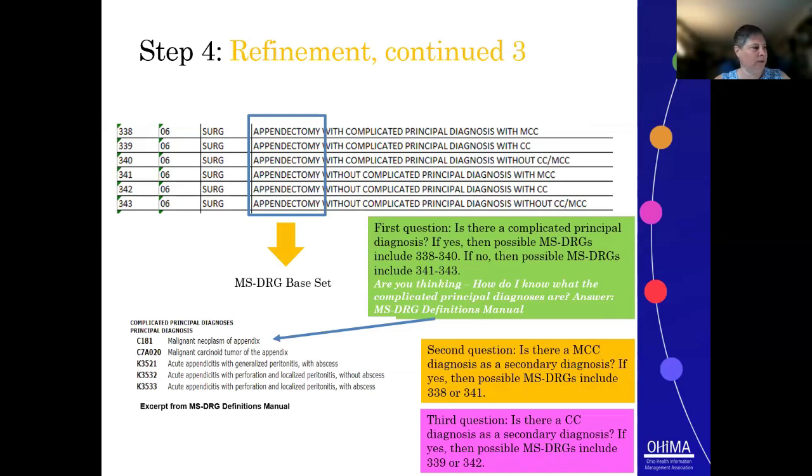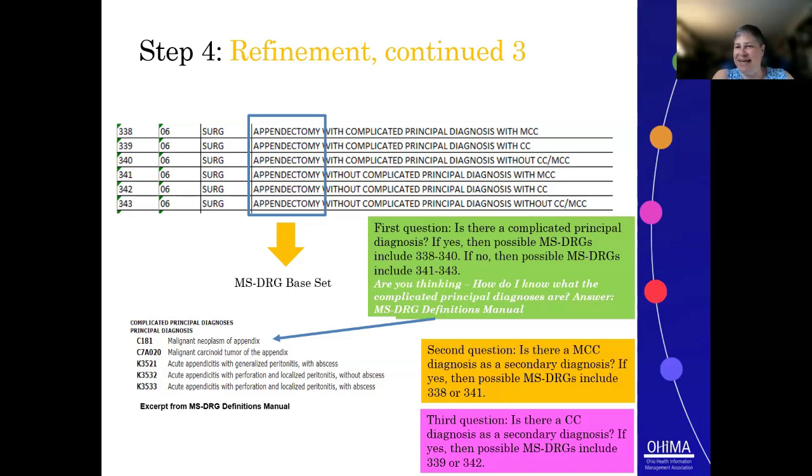Okay, let's do another one. Here we have the base set for appendectomies. And again, we have 6 MS-DRGs that would be possible. And this one can be kind of tricky. When we look at this, the first question is, is there a complicated principal diagnosis? And here we have to go back to the MS-DRG definitions manual to identify which diagnosis codes are considered complicated.